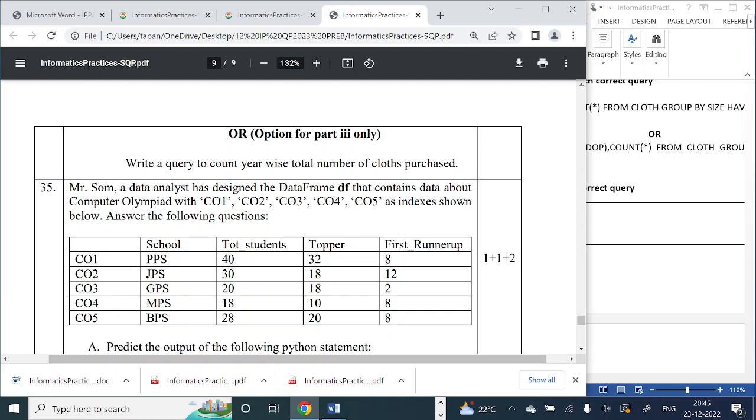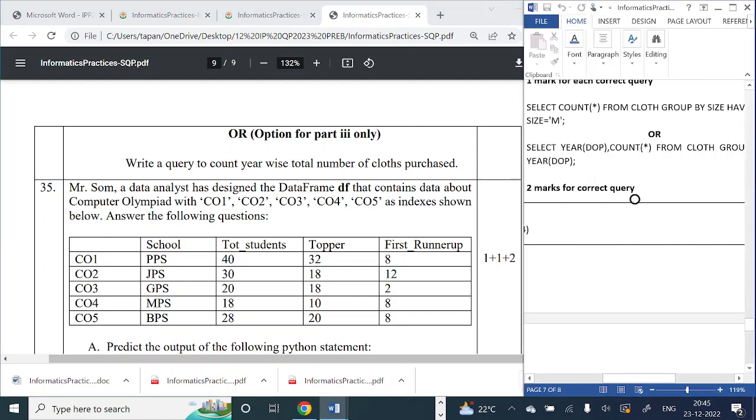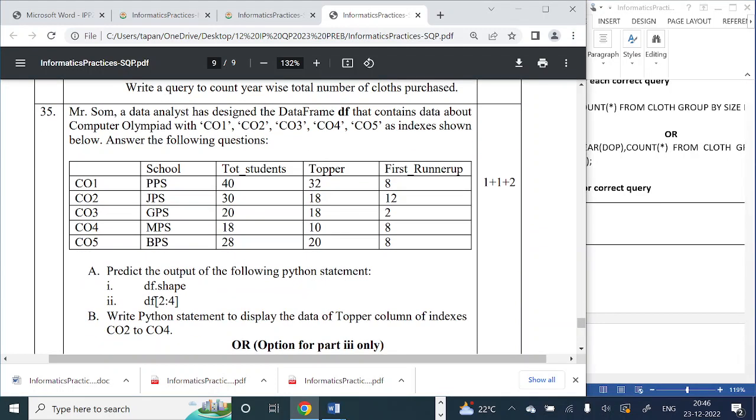Now they have asked you to count. So here select year(DOP). Only year-wise it is, so from date of purchase you will extract the year first. Then you will count. So count(*) from cloth group by year(DOP). So this is your question number 34.